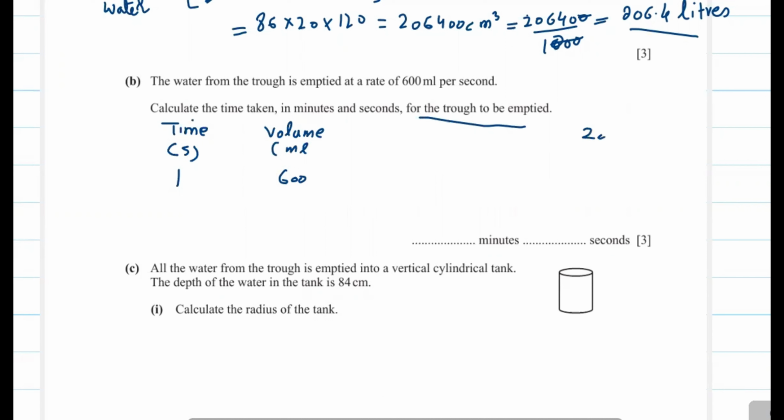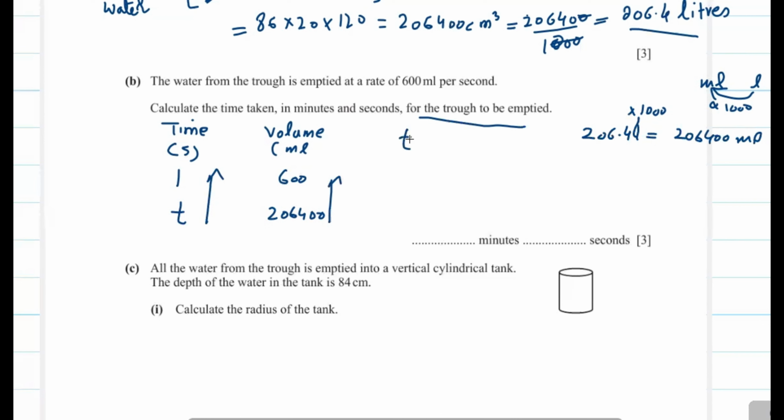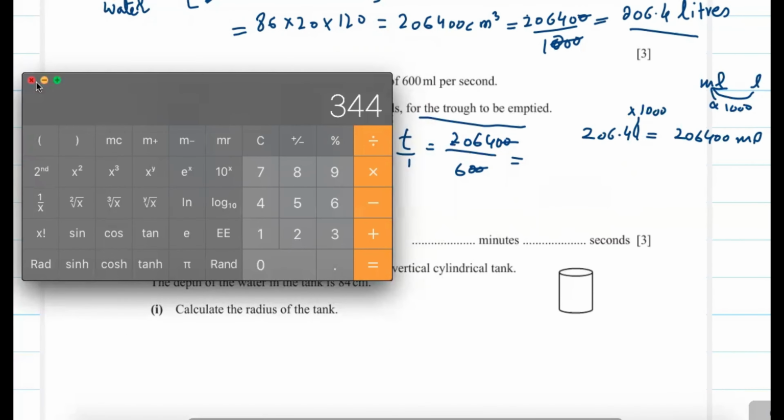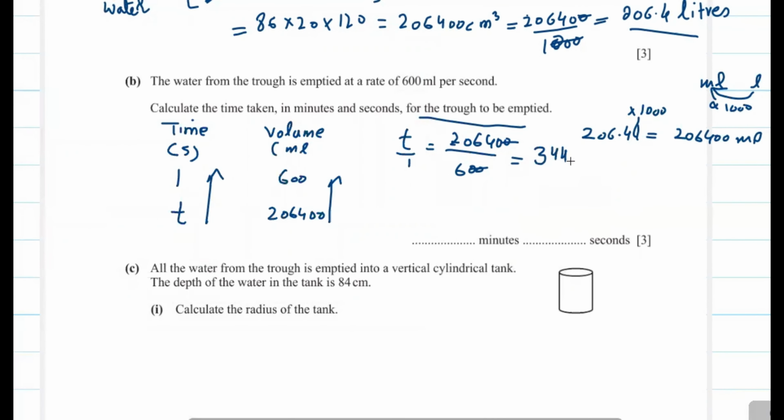Now we can write 206.4 liter as 206,400 milliliter, because we multiply by 1000. When we convert from liter to milliliter, from a bigger to a smaller unit, we multiply by 1000. Now 206,400 milliliter, how many seconds? Suppose t seconds. We take the ratio t over 1 equal to 206,400 over 600. Now that value becomes 2064 divided by 6, which is 344 seconds.